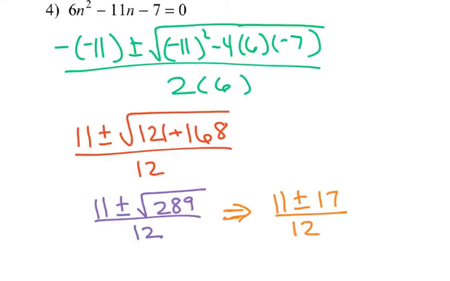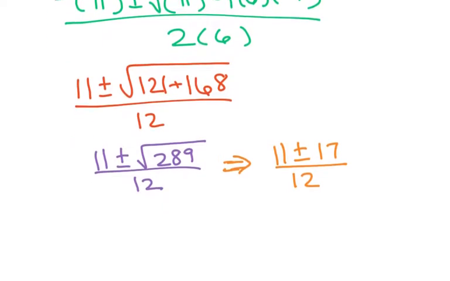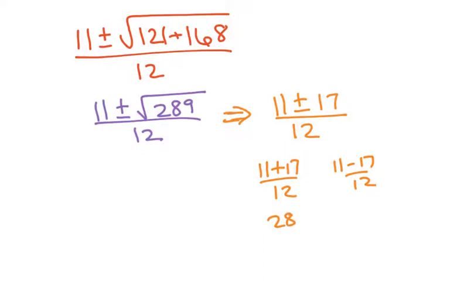Okay, I've got the steps written down here. So pause if you need to go back and make sure that you're on the right track. What I have at the end is 11 plus or minus 17 over 12. And so that's 11 plus 17 over 12 and 11 minus 17 over 12. So that's going to be 28 over 12 and negative 6 over 12.